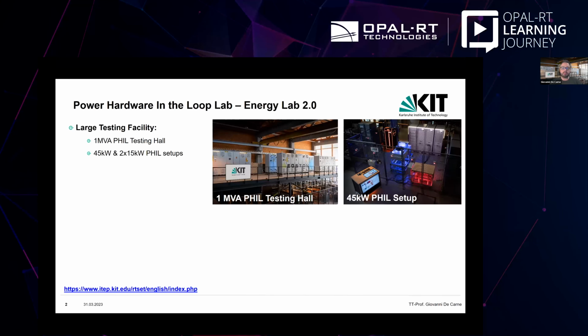We have a linear power amplifier from Spitzenberger, 45 kilowatts. And here the interesting thing is that we have a co-simulation environment between OPAL-RT and other simulators such as RTDS. There we usually test smaller objects, but they require a much higher bandwidth.